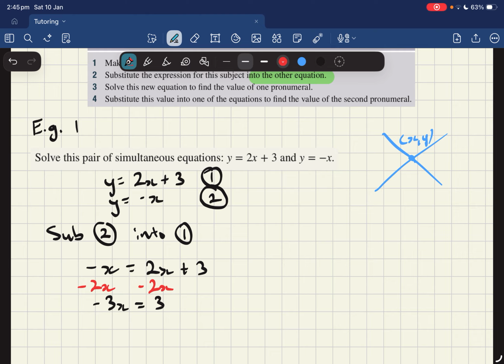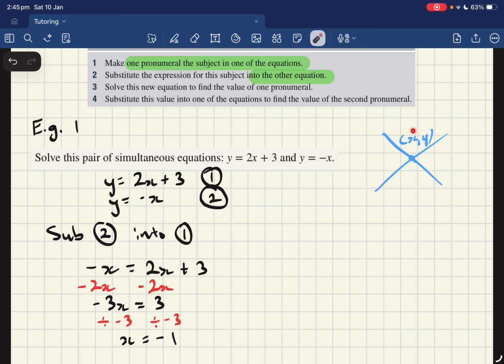And then I want to divide both sides by negative 3 just to get x on its own. So this will give me x equals negative 1. So this is my x solution, the x value of this particular equation. That's a solution to both equations. Now, since I have this, I can substitute it into either of these ones to find y. Because it's the same point, no matter which one I sub into, I'm going to get the same y.